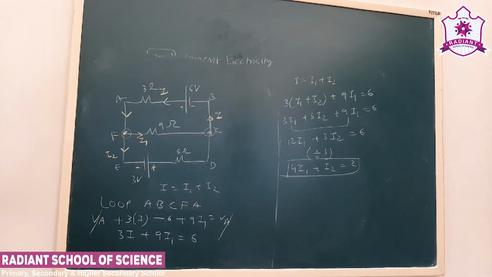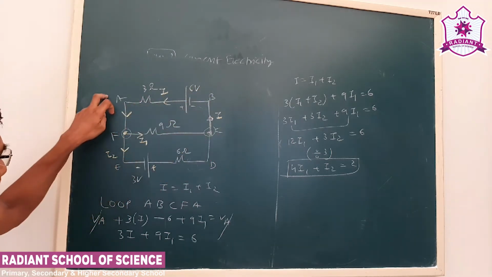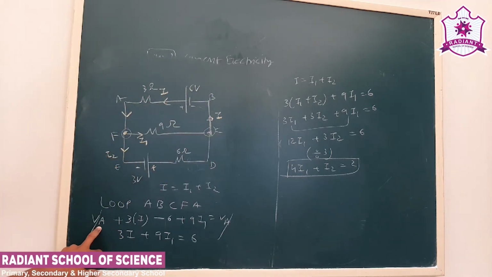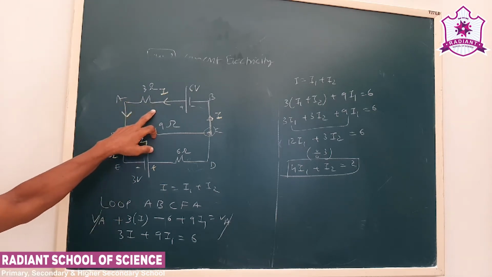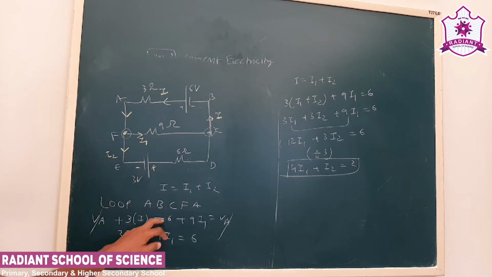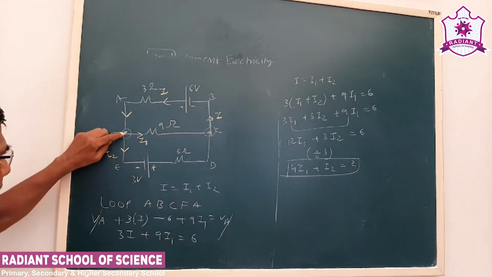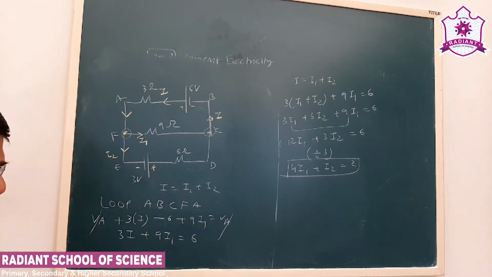Okay. Again, see, we move on the path A, B, C, F, A. The potential at A is VA. Here in the opposite direction of the current, that will be plus 3I. Plus to minus of the battery, that will be minus 6. In CF, opposite direction of the current, 9 I1. Come back to the same point, that is VA. Now, this will be 3I plus 9I1. This minus 6 will move to the right hand side.